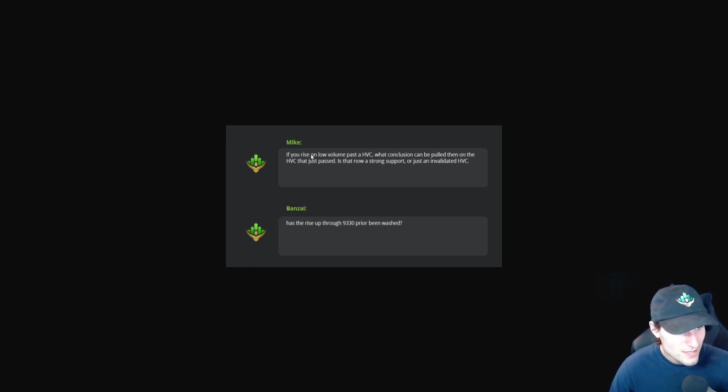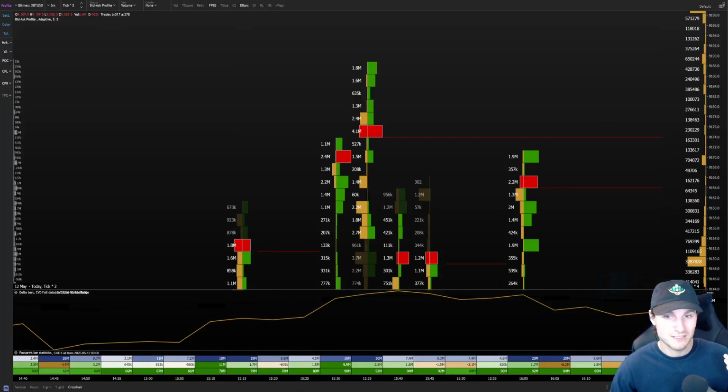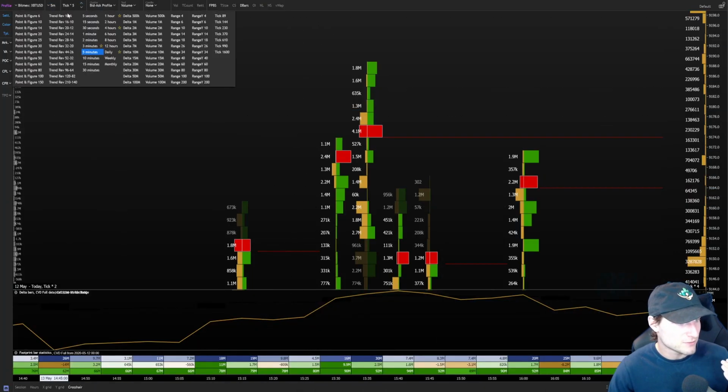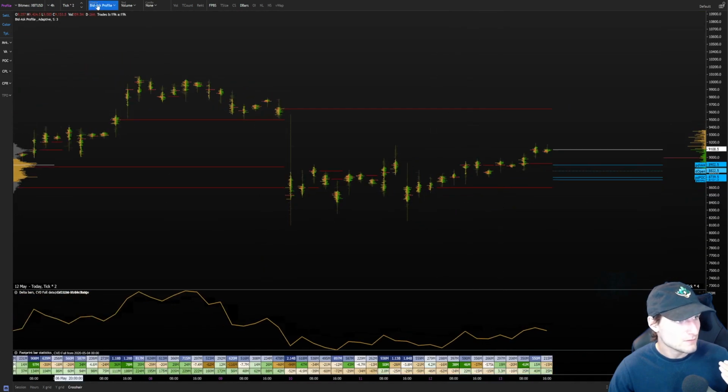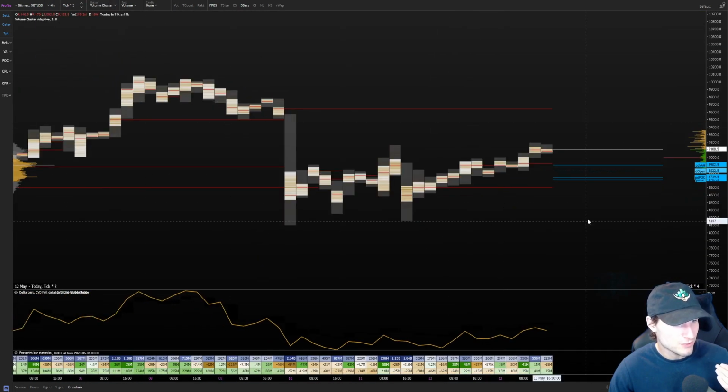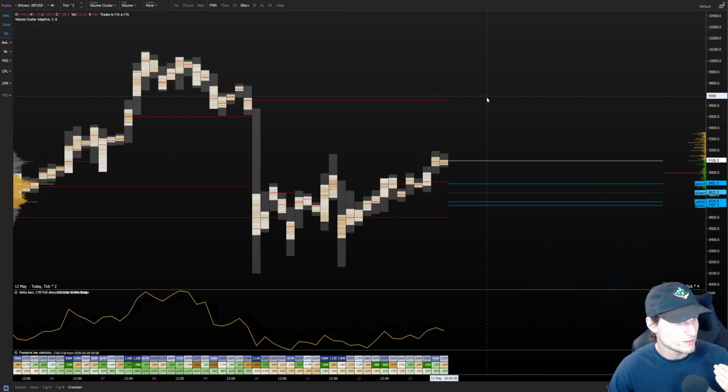So the question is, if you rise on low volume past a high volume cluster, what conclusions can be pulled on the high volume cluster that just passed? Is that now a strong support, or just an invalid high volume cluster? We're going to have to go over to the chart and load this up to answer this one. So let's switch this to a volume cluster, and let's just stick this on none for now.